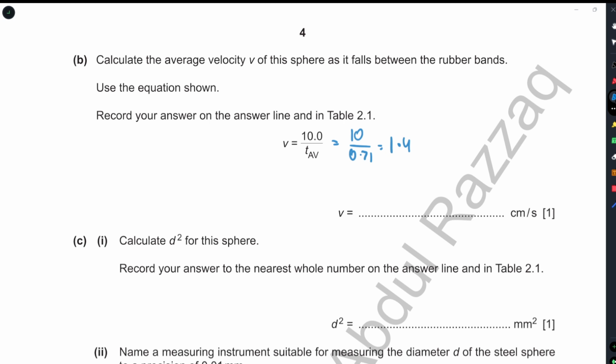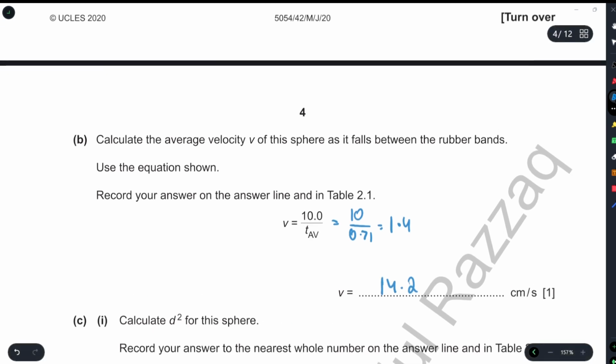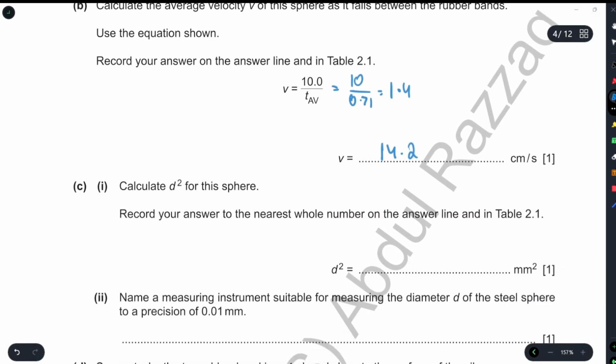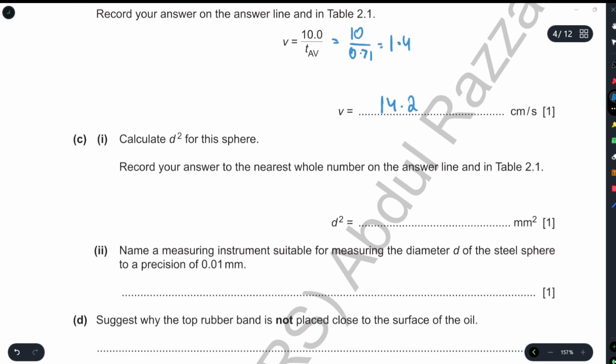अच्छा नहीं, my bad. Divide by 3. 14.1. ओके हाँ 14.1 सही है. सो 14.1 सेंटीमीटर्स आपका आंसर आएगा. मे बी 14.2 क्योंकि 14.15 आ रहा है. सो यू आर गोइंग टू आंसर 14.2. ठीक है. या अगर 0.71 करते हैं तो फिर 14.1 हो जाएगा, बट अगर आप एक्चुअल वैल्यू लेते हो तो इट्स गोइंग टू बी 14.2. Calculate d square for the sphere.